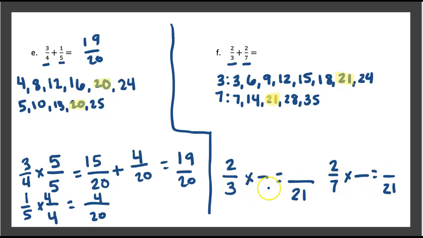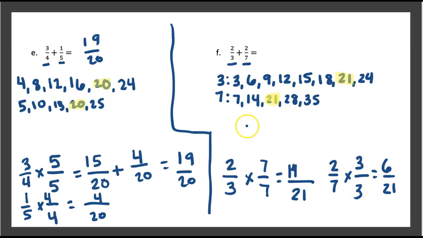Well, 3 times what is 21? Well, I can count. 1, 2, 3, 4, 5, 6, 7. 7. 3 times 7. What I do to the bottom, I have to do to the top. 3 times 7 is 21. 2 times 7 is 14. That's a funky 14. All right, and then 7 times what is 21? Well, 7 times 1, 7 times 2, 7 times 3. So 7 times 3 is 21. What I do to the bottom, I have to do to the top. So 2 times 3 is 6.